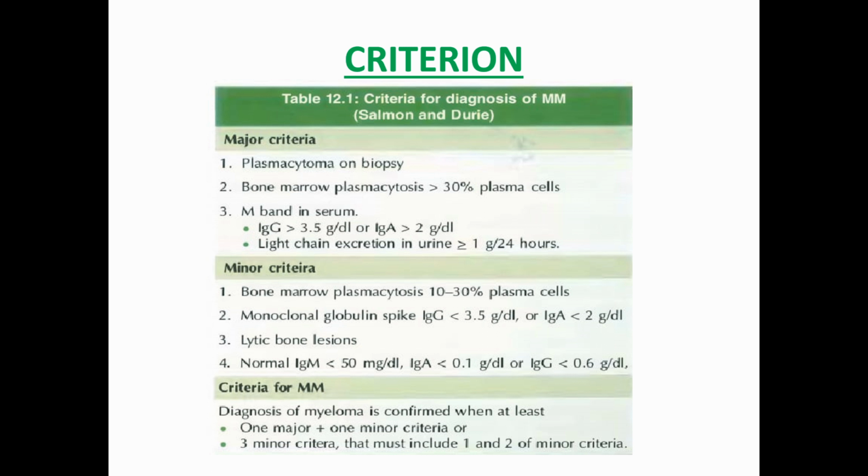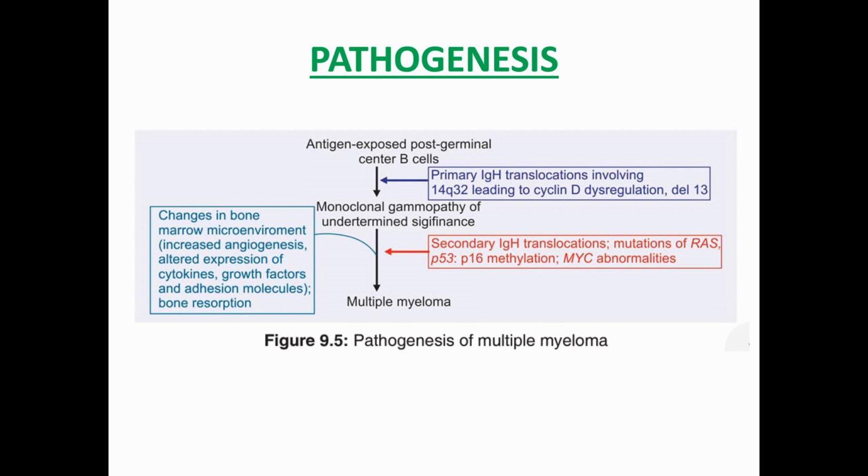Okay, that one is the older criteria. As I told you, more than 30% is the older criteria. Now they have replaced it with more than 10%. First is the plasmacytoma confirmed by bone marrow biopsy, and third is measurement of IgG and IgA level in the serum or urine. Okay, what is the pathogenesis of multiple myeloma? It is of genetic origin.